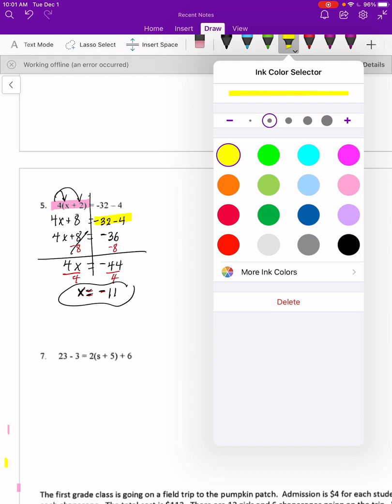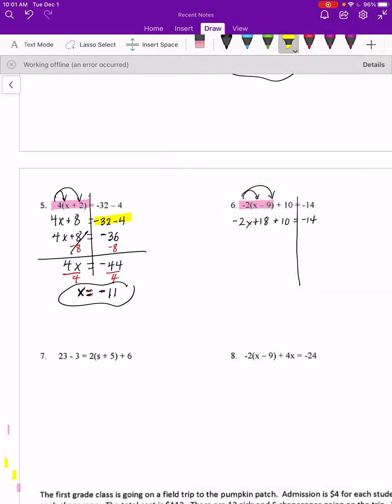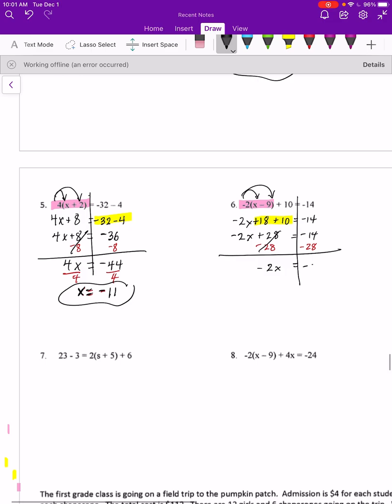All right, next, I'm on the hunt for some collecting like terms. -2x, there's no other x's over here. But here's some like terms to collect. 18 plus 10. 18 plus 10 is 28. So I bring the negative 2x plus 28 equals negative 14. And now, two-step equation. Subtract 28 to the other side, subtract 28 to the other side. Those cancel. Negative 2x equals negative 14 minus 28 or plus a negative 28, which would be negative 42.